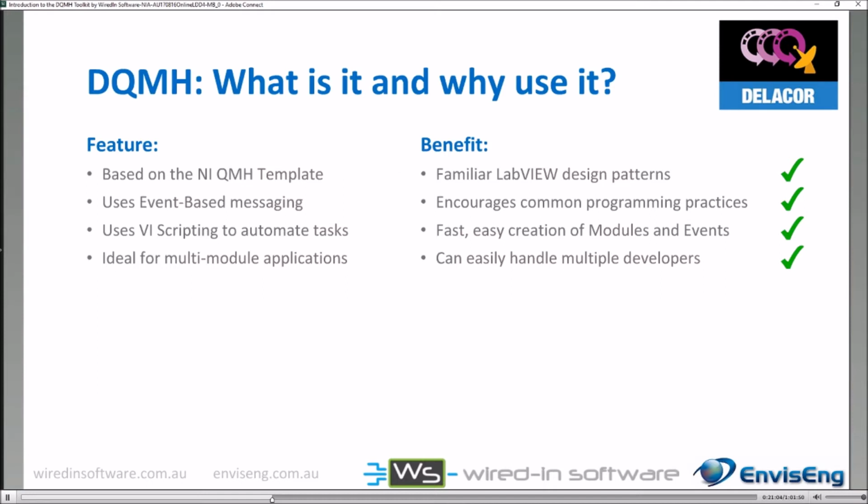We think DQMH is ideal for multi-module applications, and it can easily handle multiple developers for this reason. So you can have one developer writing a system configuration module and another developer writing a test module and another developer writing a calibration module, and that is not too far from a scenario where Wired-In is working on a project as we speak.